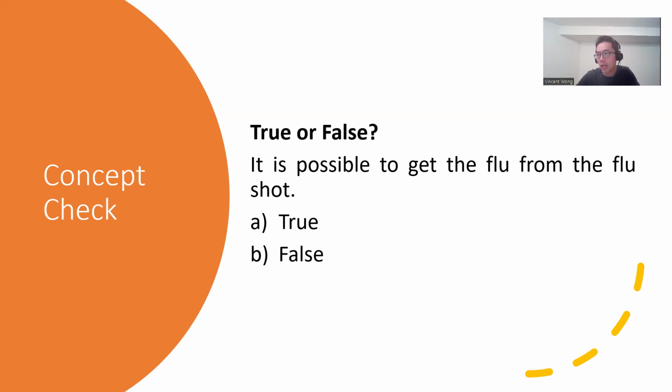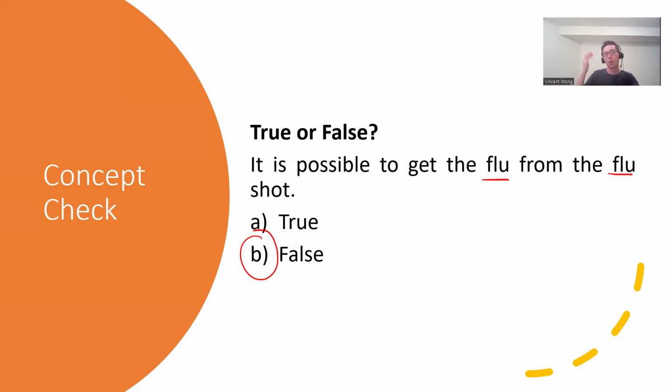Okay, so here are the results. We only have 7 people participated, but 4 of you think it's true and 3 of you think it's not true. This is false, 100% false. It's not possible to get the flu from the flu shot. You're not supposed to be able to catch the disease you are getting vaccinated for. If you're getting vaccinated for COVID, you're not going to catch COVID from it. If you're getting vaccinated for chickenpox, you're not going to catch chickenpox from it.